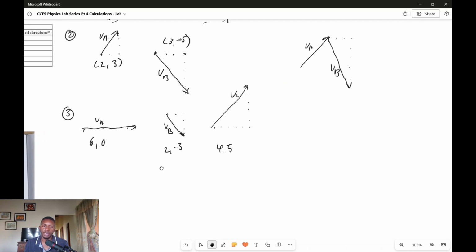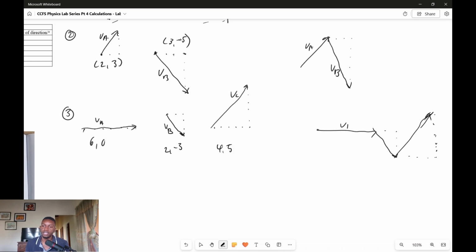So this is the way that we add vectors. So you start at one location. You draw your VA. Hey, what's VB now? 2, minus 3. 1, 2, 1, 2, 3, right? And then the last one is 4, 5. So 1, 2, 3, 4, and then 1, 2, 3. Yeah, I think this is supposed to be 3. Yeah. So this is 1, 2, 3, 4, 5. Bam.